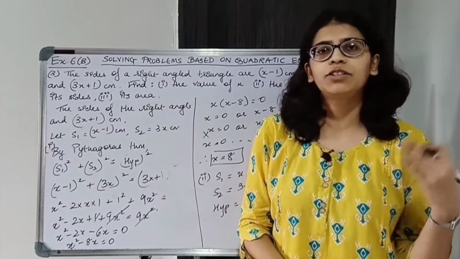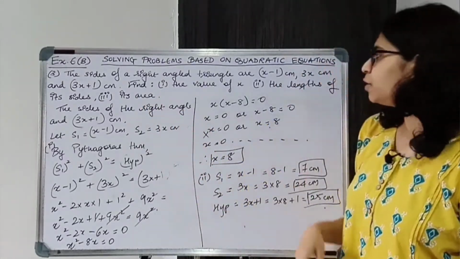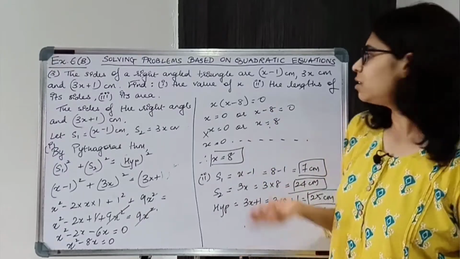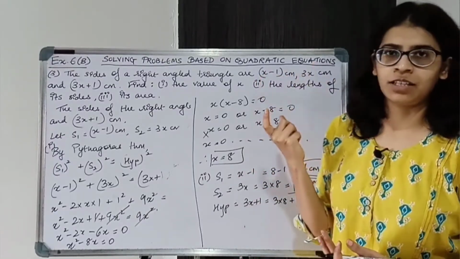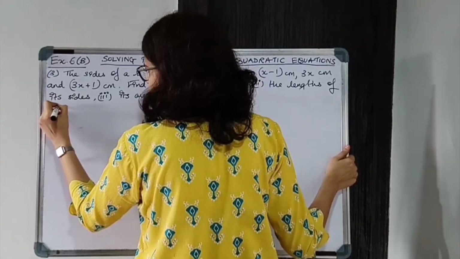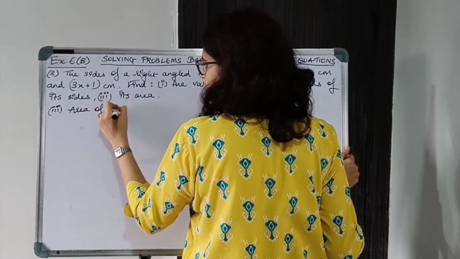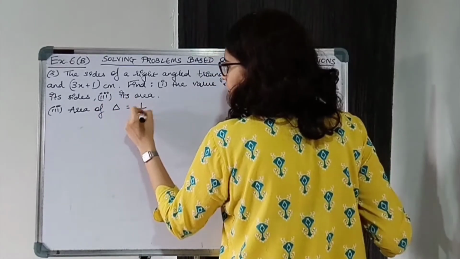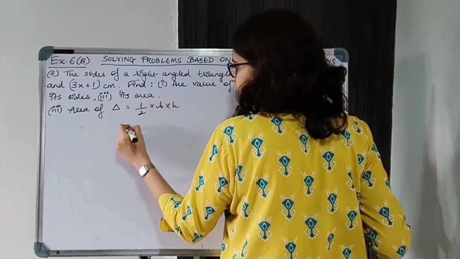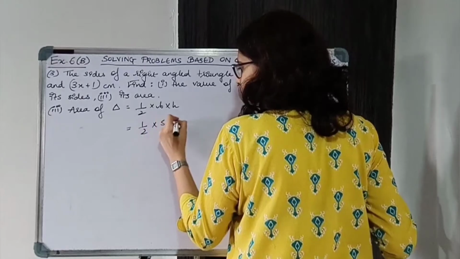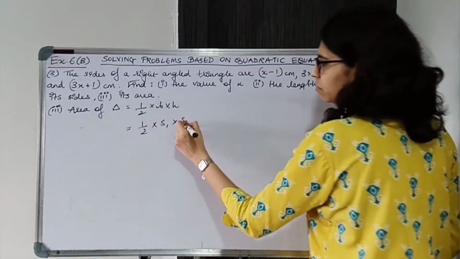So that will be half into base into height, that is half into the sides forming the right angle, that is x minus 1 and 3x. So coming to the third part, area of triangle will be half into base into height, that is half into sides forming the right angle.